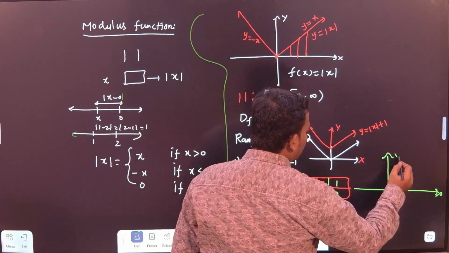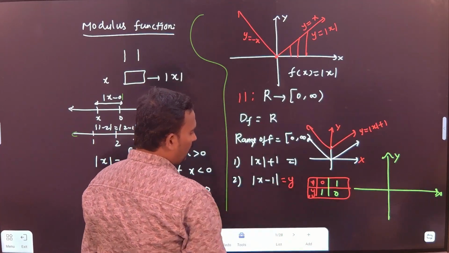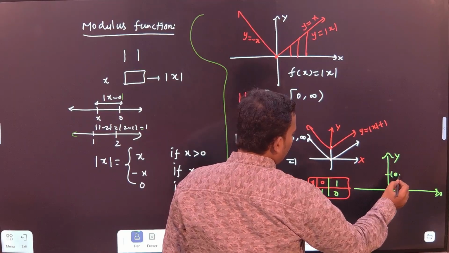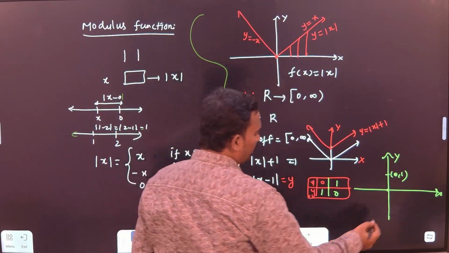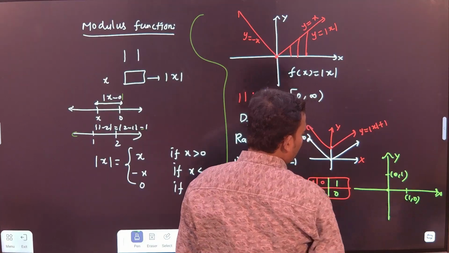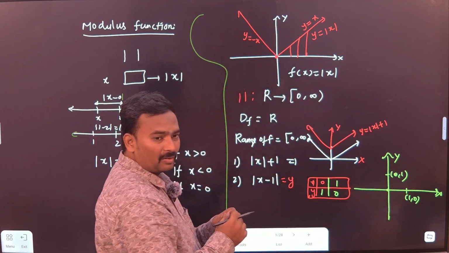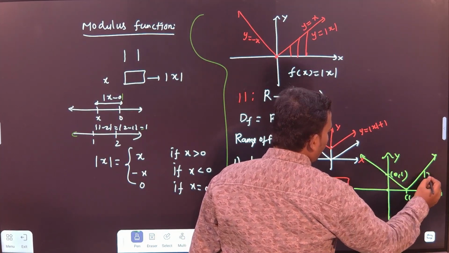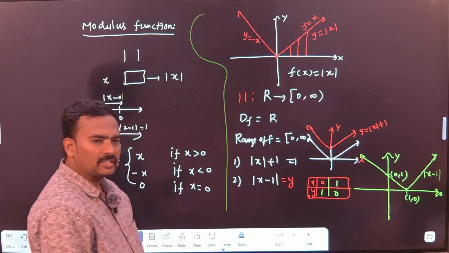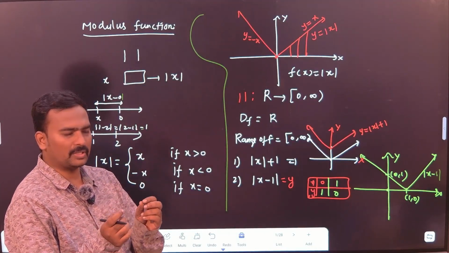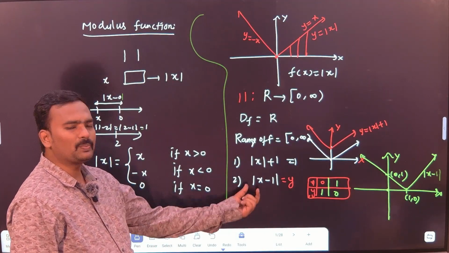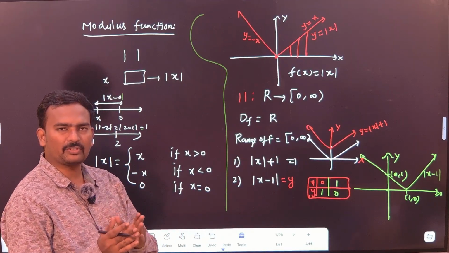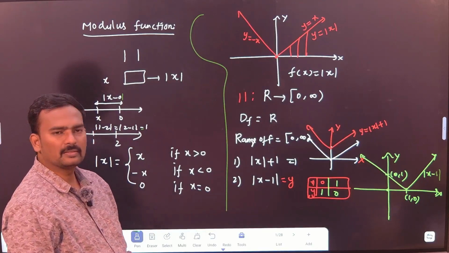Let us take this x-axis, this y-axis. You can see 0 comma 1, where it is? 0 comma 1 will be here and 1 comma 0 here, right? You shift right 1 unit. This is your mod x minus 1 graph. Plus 1 means mod x plus 1 means you shift 1 unit left. Mod x minus 1 means minus 1 means you shift right 1 unit, plus 1 means you shift left 1 unit. Understand? Okay.